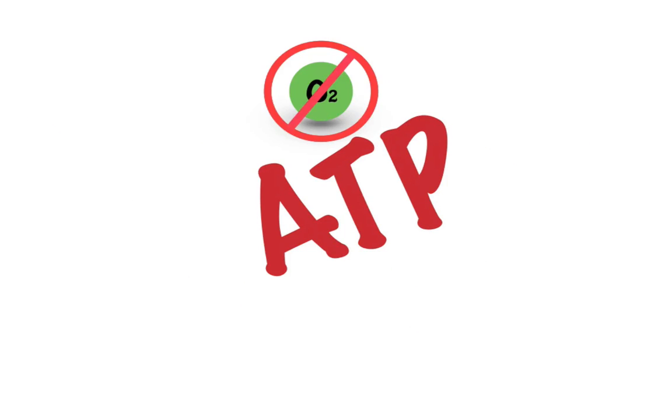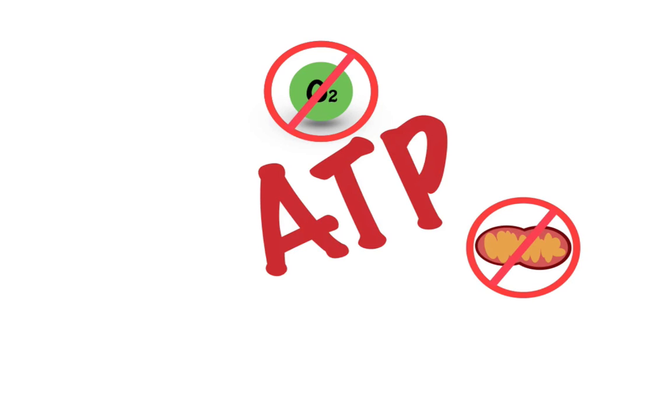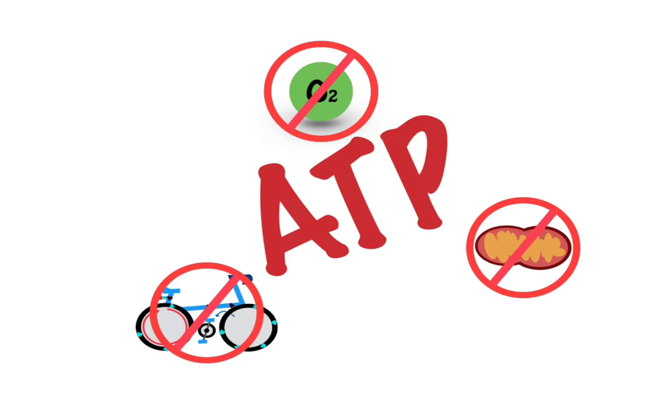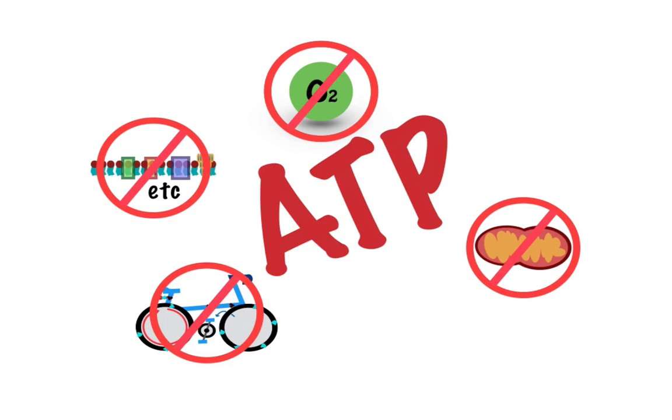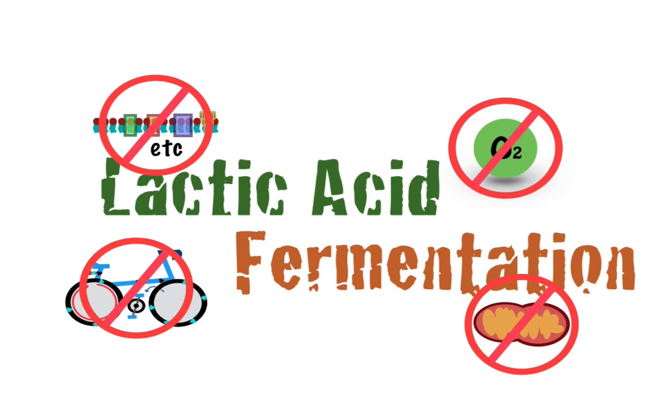In this case, I don't have oxygen, so I can't go into the mitochondria. I can't go through the Krebs cycle. I can't go through the ETC, where most of my ATP is made. So since I can't do that, I have to go through a process of lactic acid fermentation, which is a process of making ATP without oxygen.